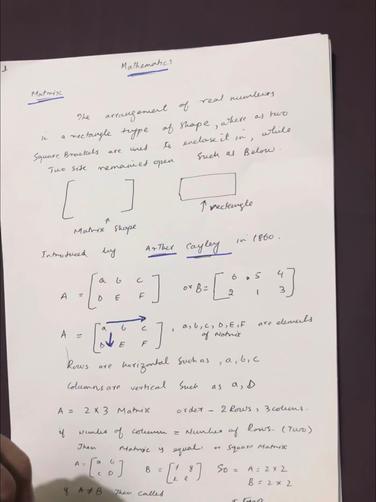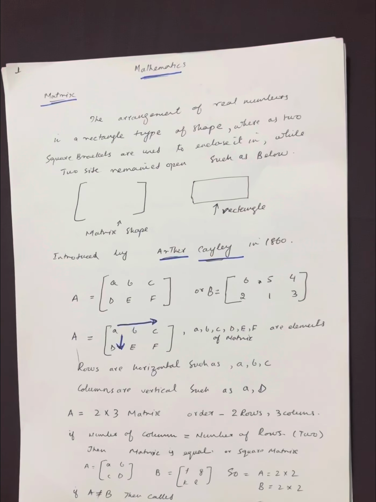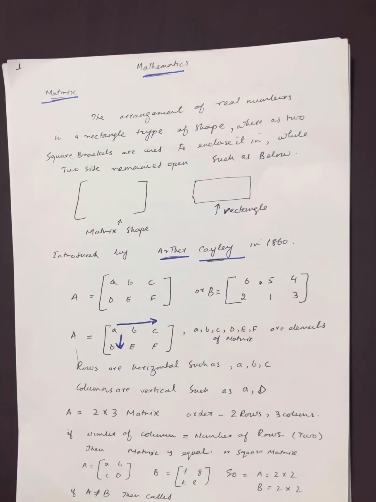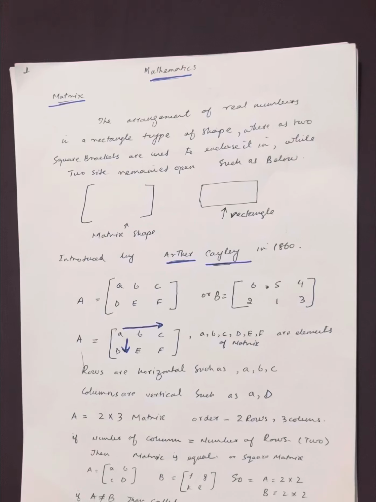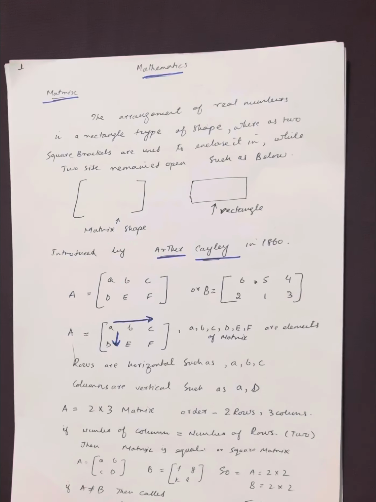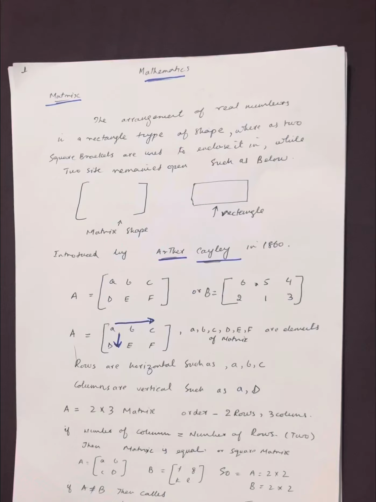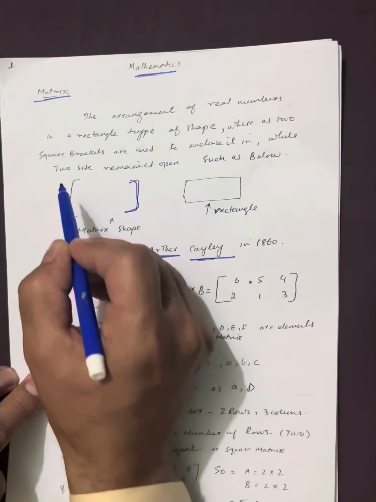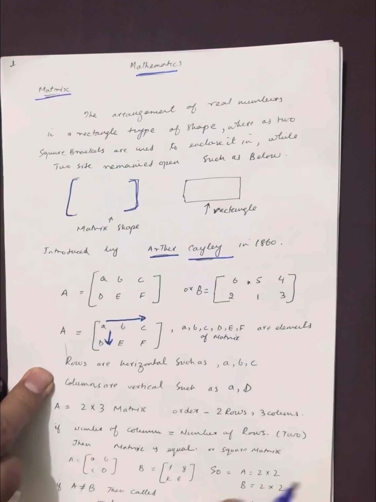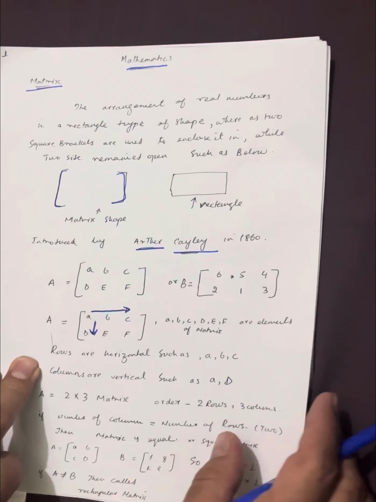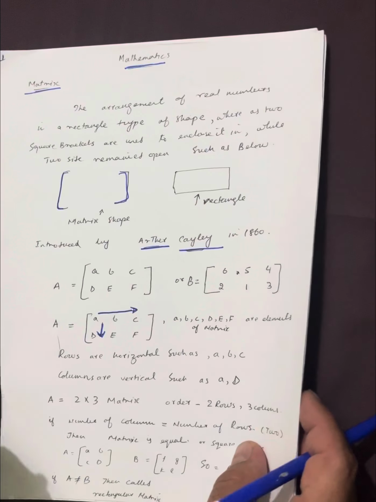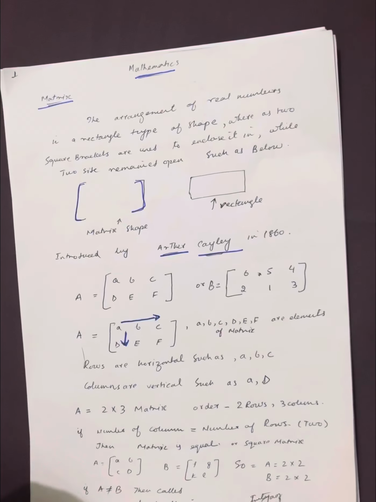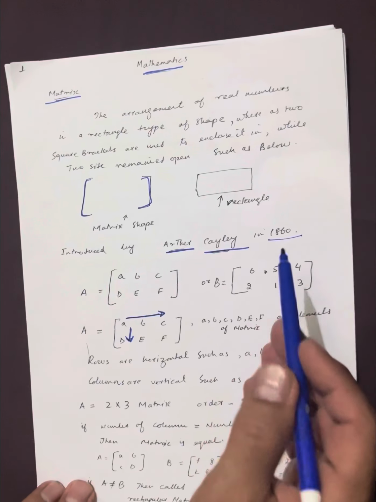A matrix is an arrangement of real numbers in a rectangular shape, where two brackets are used to enclose it while the two sides remain open. So the shape is like this. This is a matrix, where we arrange the real numbers. So that's called the matrix. It was introduced by the mathematician Arthur Cayley in 1860.